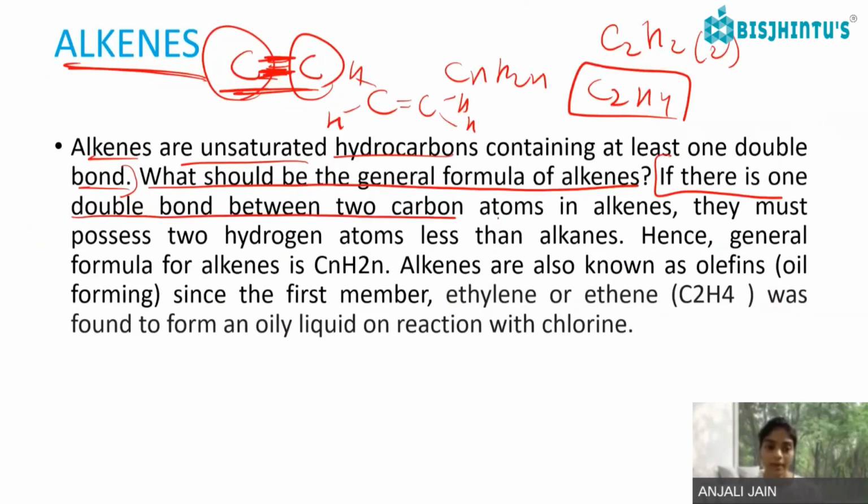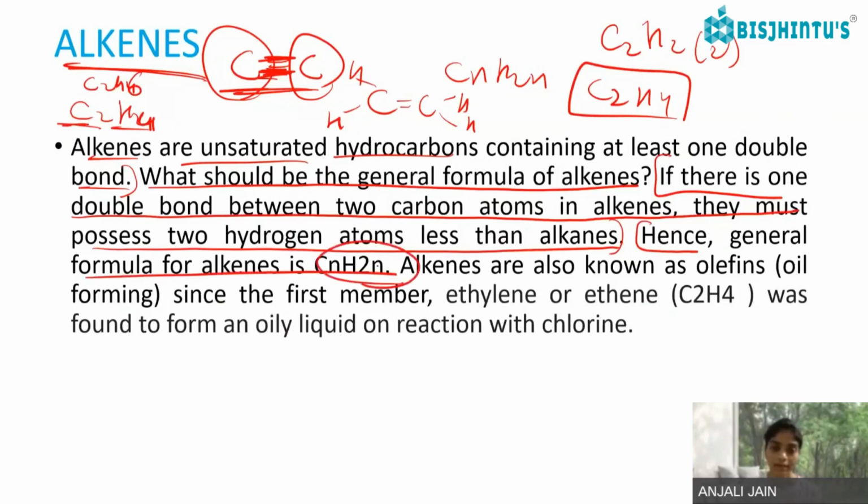If there is one double bond between two carbon atoms in an alkene, they must possess two hydrogen atoms less than the alkanes. Alkanes had C2H6, so here they should have C2H4. Hence the general formula is CnH2n.